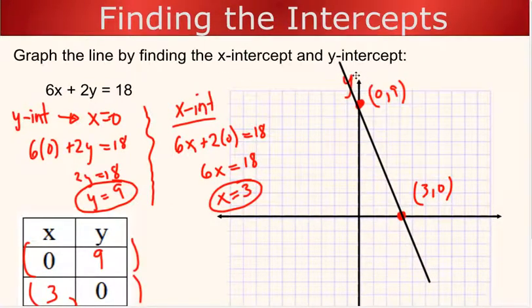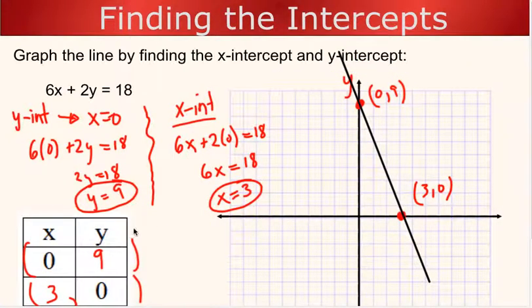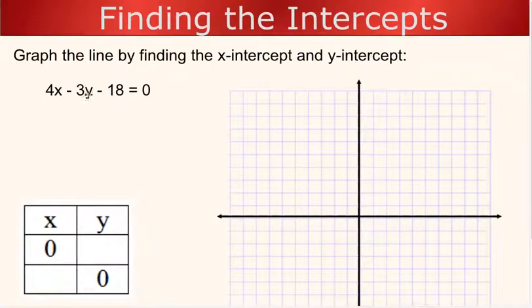So that's the nice thing about graphing in this format. You can plug in a 0 and find out the intercept value. So I've just graphed a line by finding 2 points. Let's do another example. Let's graph using this line. I'm going to graph again by using the intercepts.